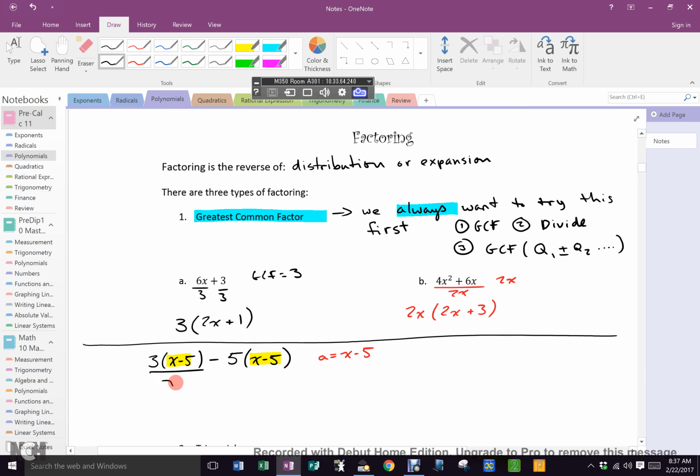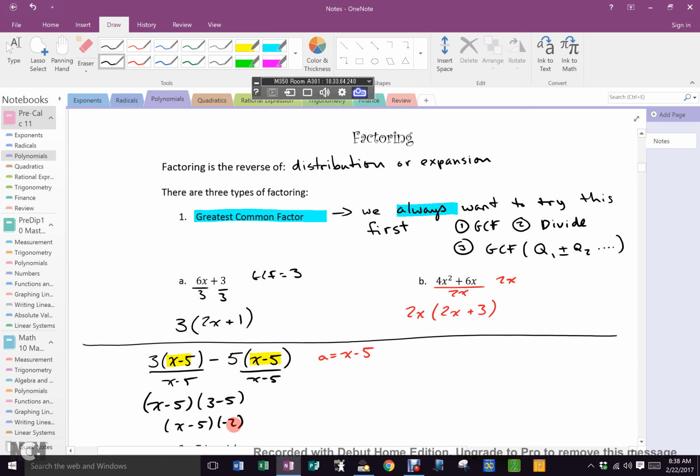I divide both by X minus 5. And then I rewrite as X minus 5. And then the quotients, 3 minus 5. What is 3 minus 5? Negative 2. So this is X minus 5 and negative 2. Cool? Everyone is good?